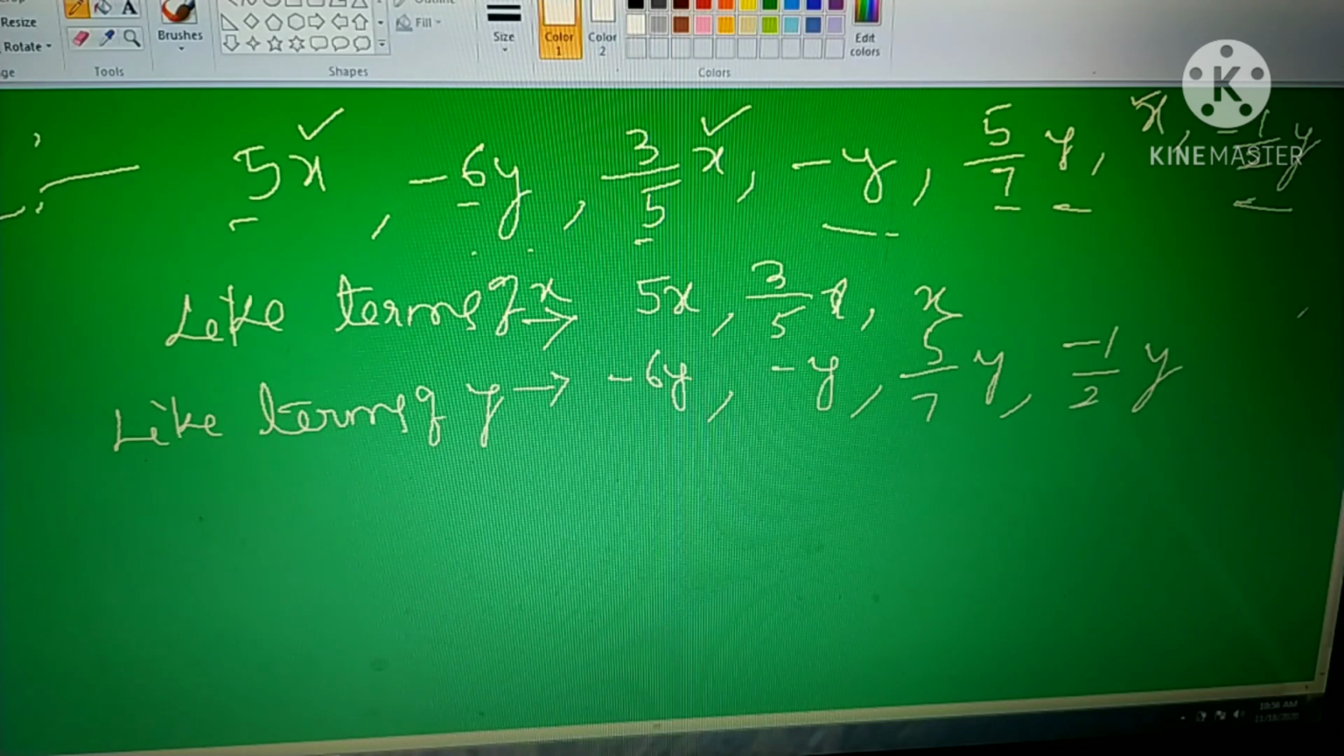Don't forget the signs and numbers also while writing like terms or unlike terms. You have to write the complete term. Though you look at the variable to decide like terms, while writing them you have to write the complete term. Understood? So like terms of y are these 4 terms here. Understood how to write?